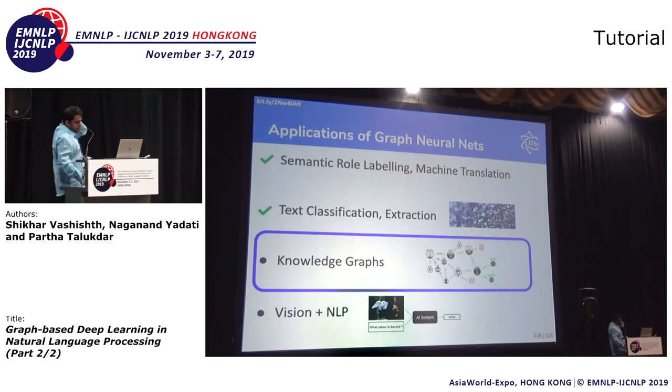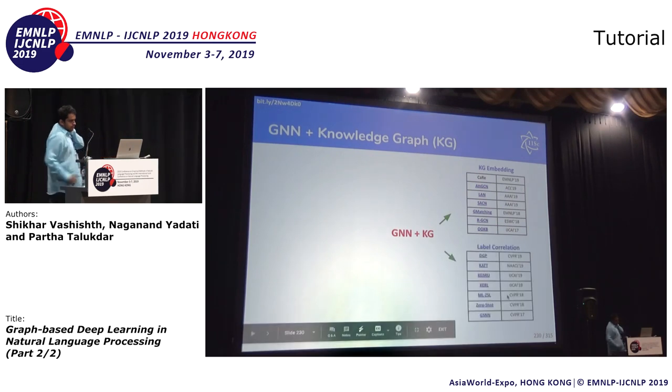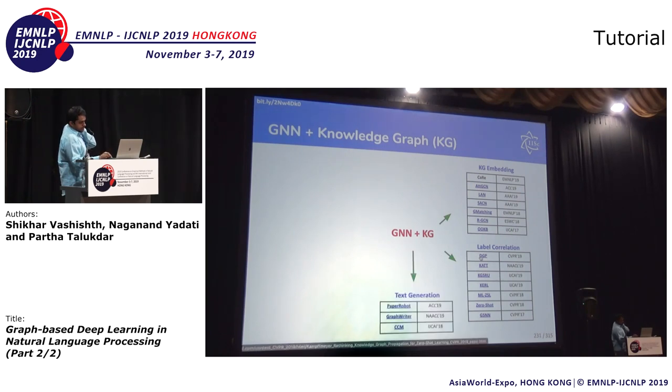Okay, so the third part in this section is GNNs on knowledge graphs. We will see what works exist. The first line of works looks at KG embedding, where we want to embed entities in the knowledge graph, for example ACL19, AAAI19, and so on. In the computer vision domain, we have label correlation, where the knowledge graph has labels as entities and we want to exploit label correlation, for example, multi-label image classification.